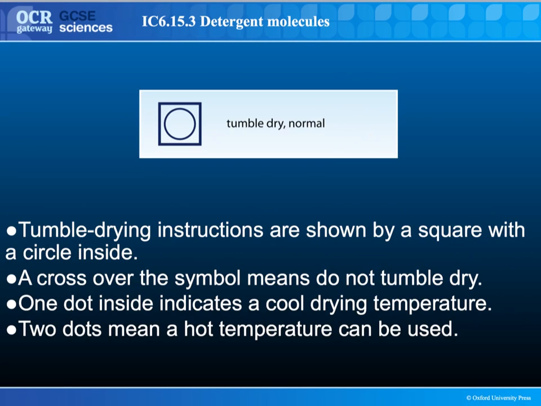That's a normal tumble drying symbol. Again, if you couldn't tumble dry something, you would get a cross. But as well as that, you would also get an indication of the temperature that you can tumble dry things. One dot indicates a cool wash, and two dots or three dots indicates a hot temperature.